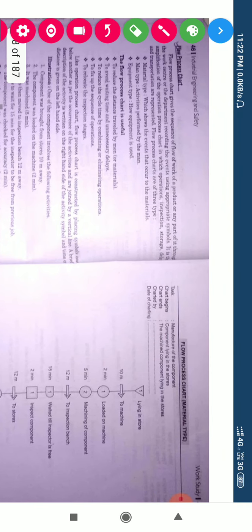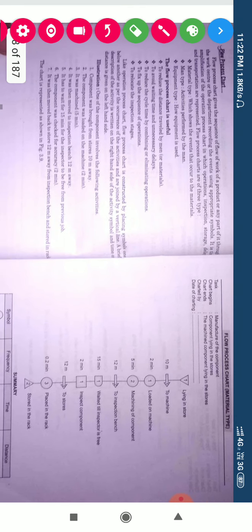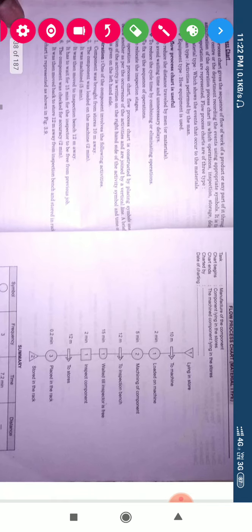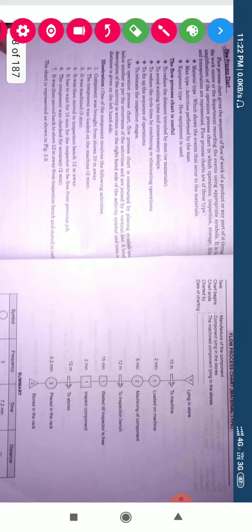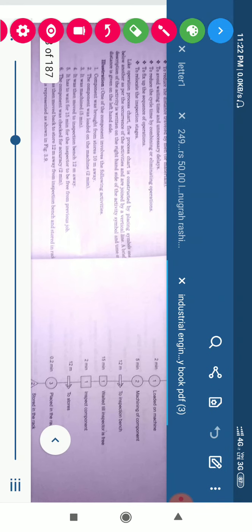Now we will come to the second one, that is the flow process chart. This, the flow process chart, I will make a separate video, so that it will not be lengthy, and we will be able to send it through Google Classroom, as well as to our group of students, in which the third year mechanical students are there on WhatsApp.